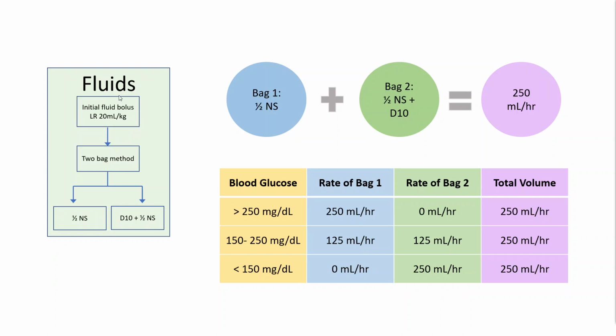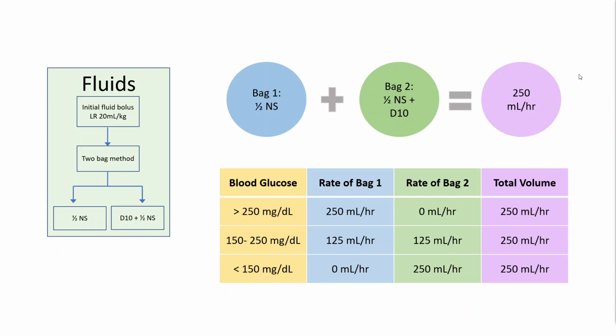And on completion of the bolus, we are going to move to a steady IV fluid administration rate of 250 mLs of fluid delivered via a 2-bag system. In the 2-bag method, we will always have fluids being delivered at 250 mLs per hour. How we get that 250 mLs is dependent on the patient's blood sugar.